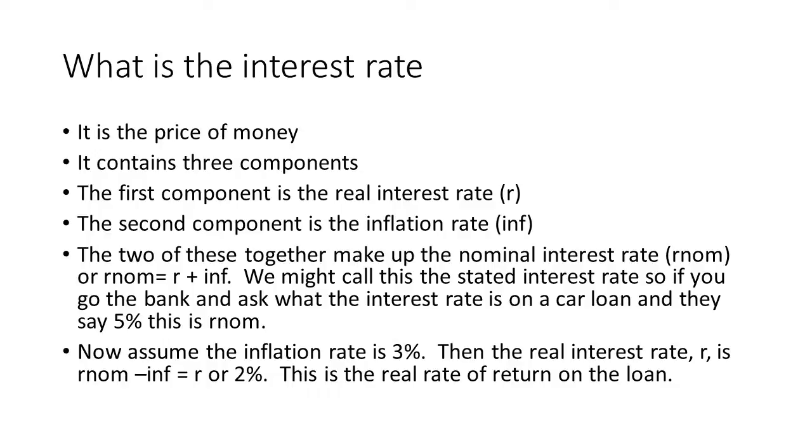We might call this the stated interest rate. So if you go to the bank and ask what the interest rate is on a car loan and they say 5%, this is your nominal interest rate or your stated interest rate. Now, assume the inflation rate is 3%. Then the real interest rate, R, is RNOM minus the inflation rate, and that's equal to R, or 2%. I've just made a slight revision in your equation. This is the real rate of return on the loan, or it's the real cost of your loan, because with inflation of 3%, you're paying off those future payments in cheaper dollars.